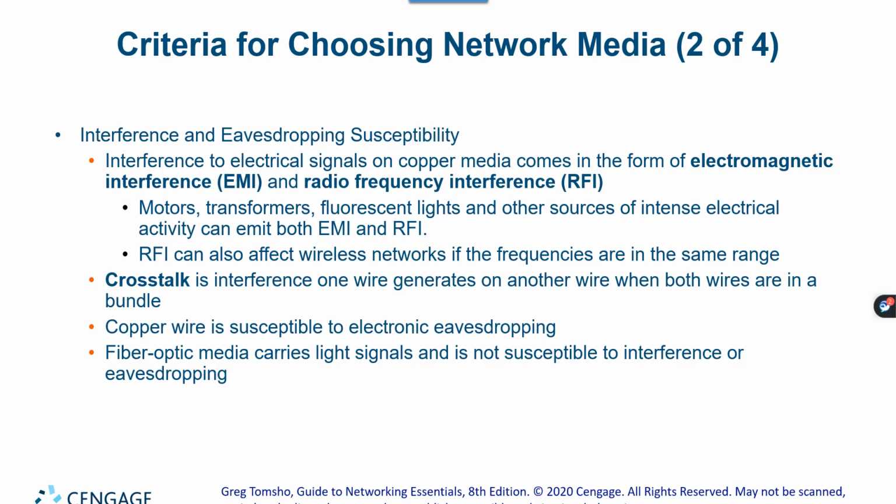Remember that fiber optic media carries light signals. It's not susceptible to RFI, EMI, or to eavesdropping. So fiber optic is very secure. It's also very dependable because we don't have magnetic fields interfering with the signals. The only real disadvantage to fiber optic is it's more expensive.